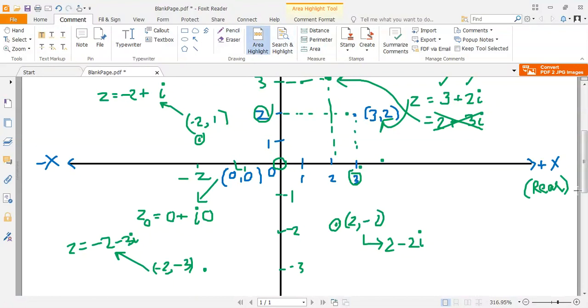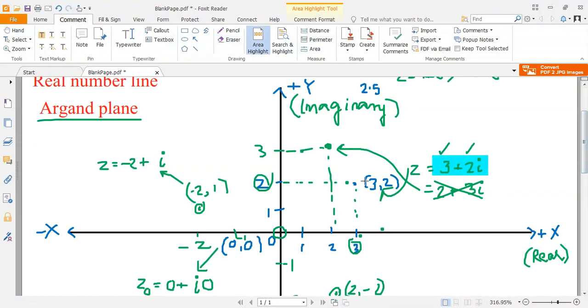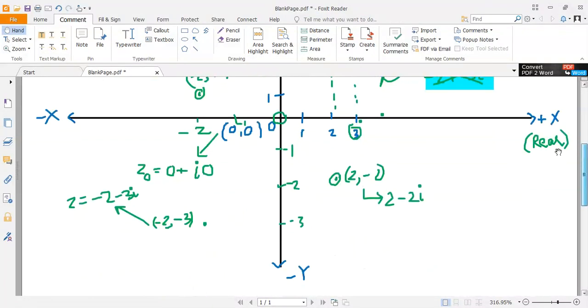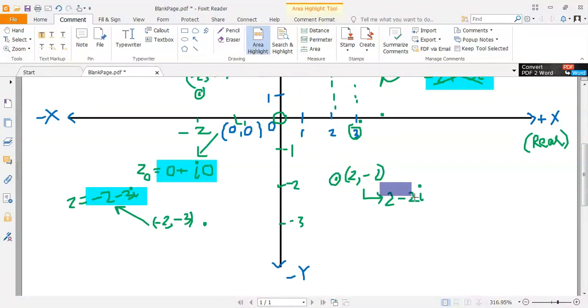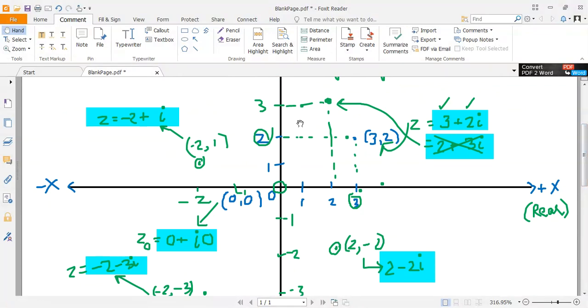So we have a lot of complex numbers, right? 3 plus 2i. We have the complex number 2 plus 3i. This is the point minus 2 plus i. This is the point 0 plus 0i. This is the point minus 2 minus 3i. And finally, we have the point 2 minus 2i. So we can think of many complex numbers that we can fit on the Argand plane. And that is how we represent complex numbers on graph paper, on the two-dimensional plane.